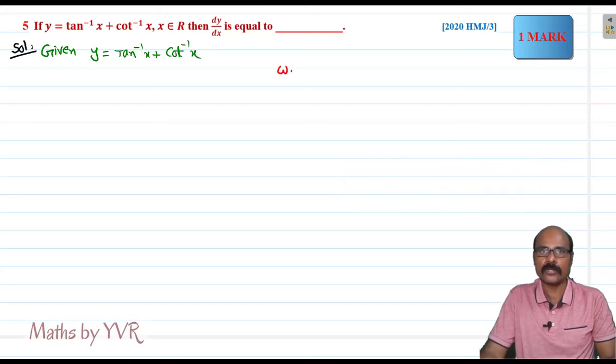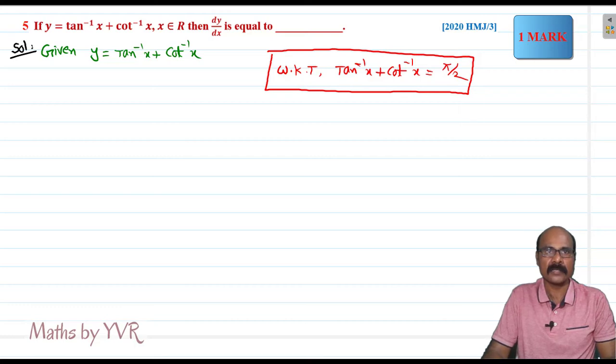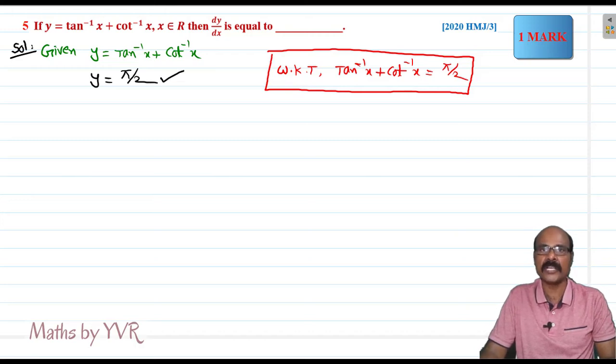But we know the basic properties of inverse trigonometric functions. Tan inverse x plus cot inverse x is equal to pi by 2. So by using this identity, the given function is y is equal to pi by 2. This is our new function based on this property.